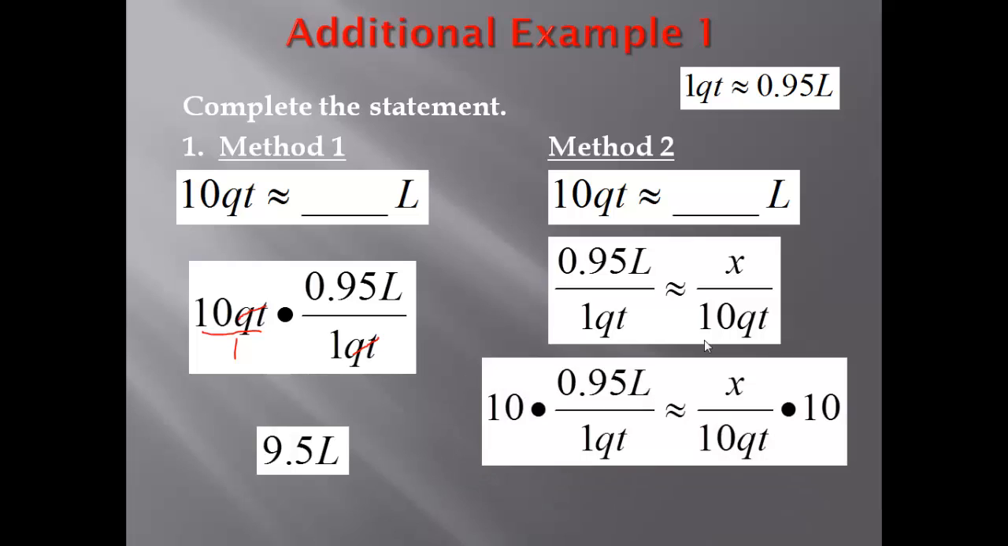Now we can multiply each side by 10. On the right hand side, that will cancel out, so we're just going to be left with x. And on the left hand side we'll do 10 times 0.95, and that'll be over 1, which equals 9.5 liters, or 9 5/10 liters.